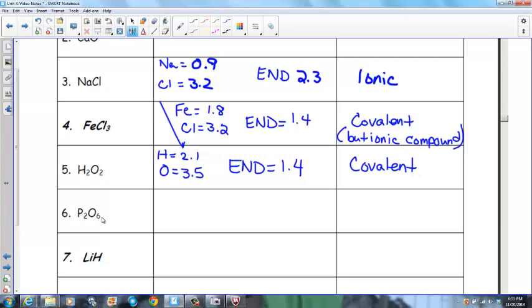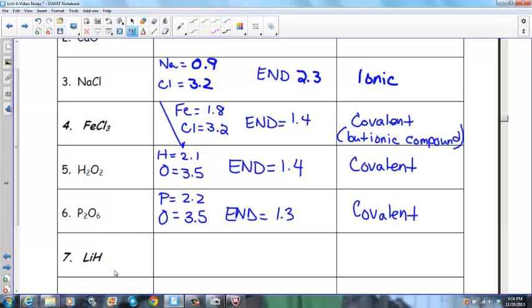All right, so now we have phosphorus and oxygen bonded together. And so we know that phosphorus is a nonmetal. We know that oxygen is a nonmetal. Oxygen has an electronegativity value of 3.5. We look up phosphorus, and that is 2.2. When we subtract these numbers, we get 1.3, which indicates that it is covalent.